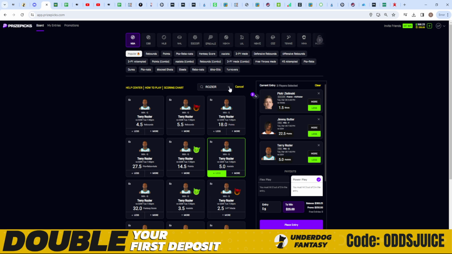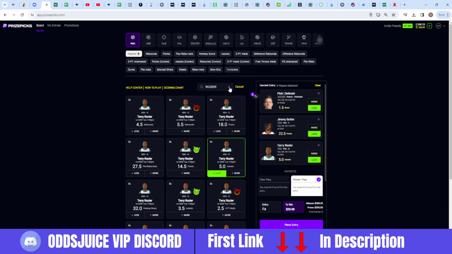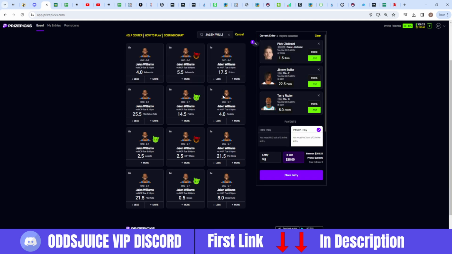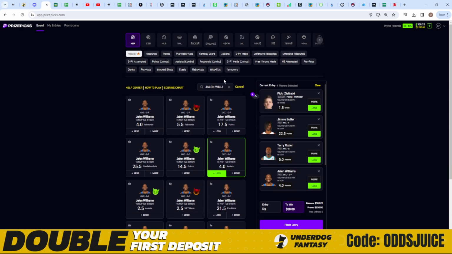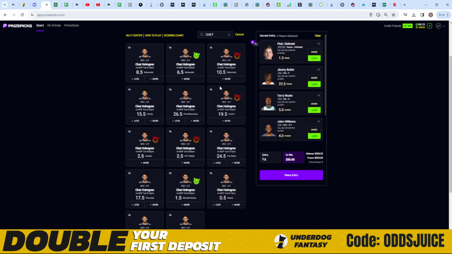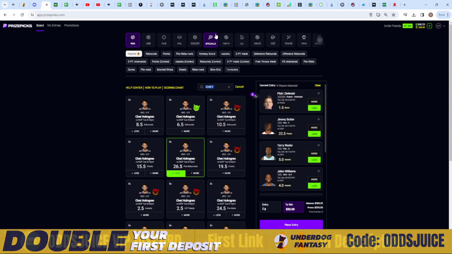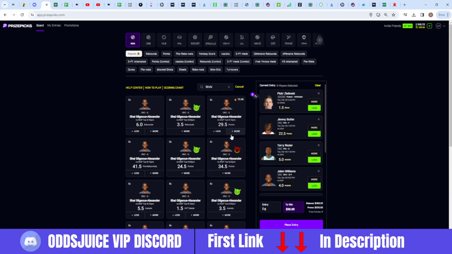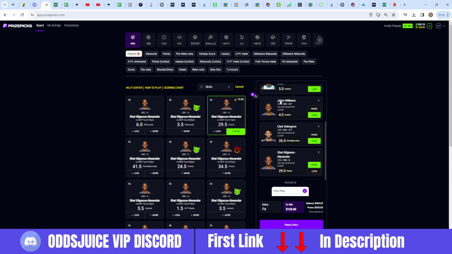Now to end it off, we're actually going to do a triple stack on OKC. And this is one that I spoke about in a recent video. We're going to go with Jalen Williams on his under 4 assists. And then we're going to stack this up with Chet Holmgren on his under PRA. And then we're going to top it off with SGA on his over 29.5 points. How does this make sense? We're taking Jalen Williams under assists, Chet under PRA, but over on SGA.